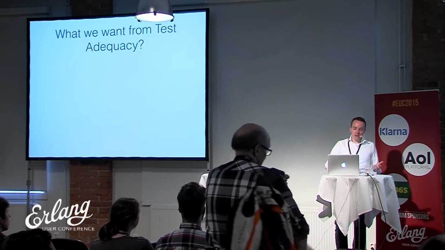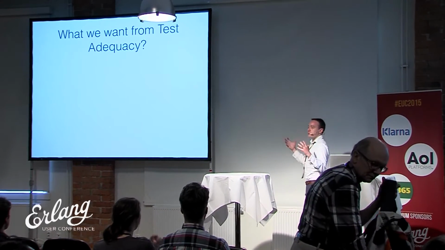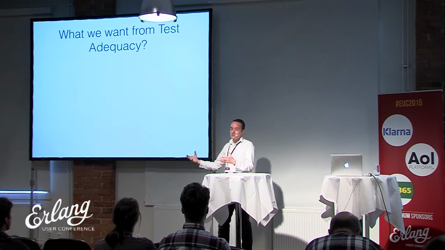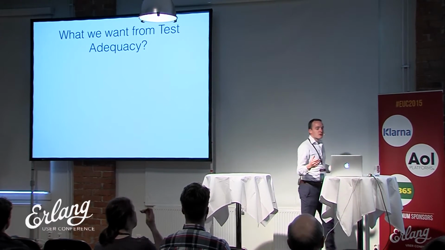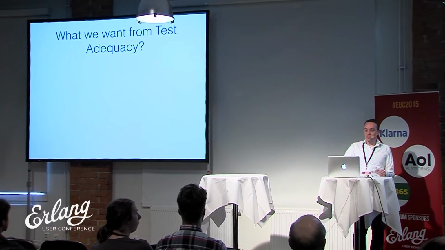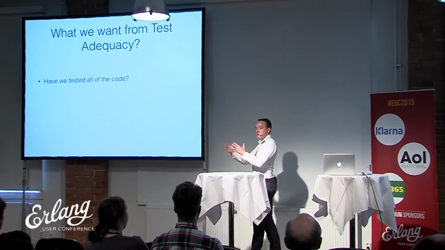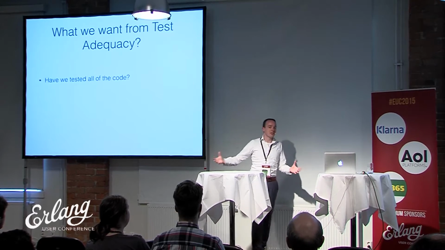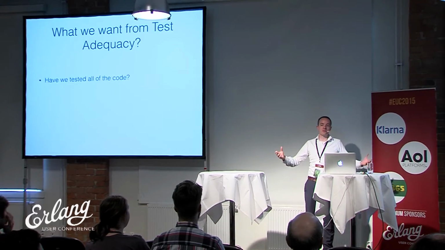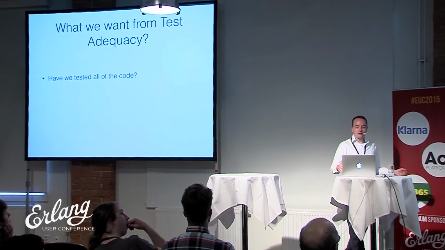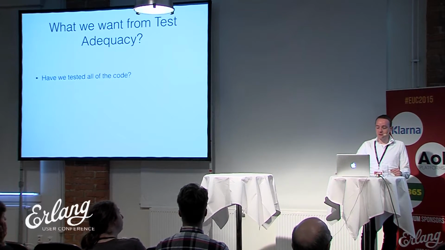So what we want from a test adequacy metric, and I'm going to suggest to you a few of those in the next 30 minutes, but ultimately what we're asking for when we're asking about test adequacy is, firstly, have we actually tested all of the code? We've built this big Erlang system, we want to actually test it. The very first question is, are there bits of it that we're just not even trying? Because that would clearly not be enough testing.